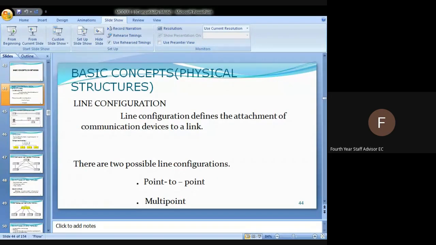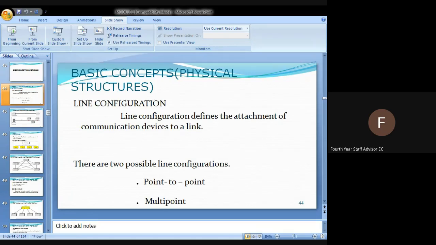So line configuration defines the attachment of communication devices to a link, right? So how your communicating devices or the nodes are connected to a link. Now you can have two possible configurations. One is called the point to point connection, and the other one is called multi-point connection.